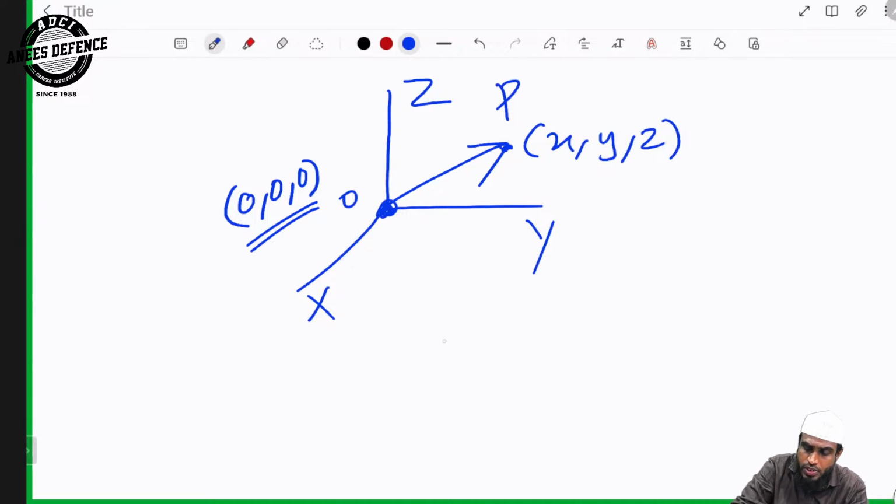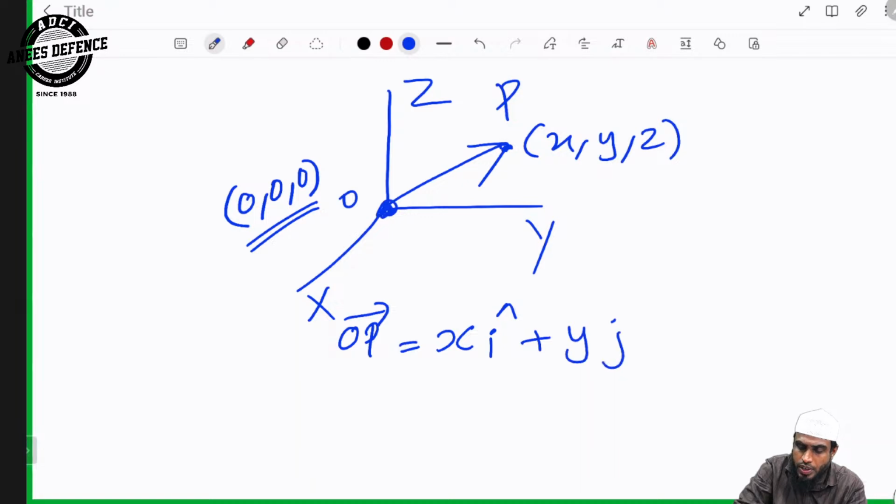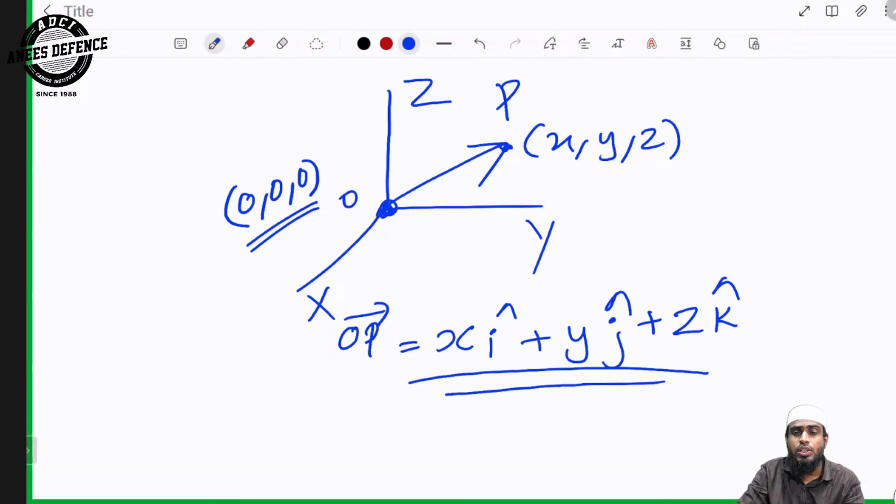That can be represented as vector OP equal to xi plus yj plus zk. So x is the position of that vector. That is how much distance along the x direction, along the y direction, along the z direction, represented by x, y, z. So the position vector is represented based on the corresponding coordinates xi, yj, zk.